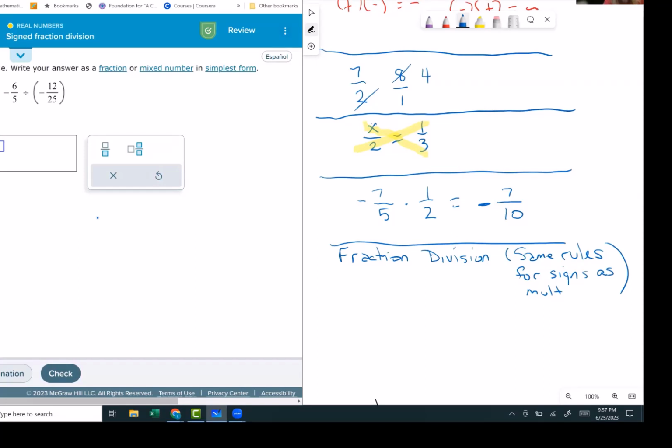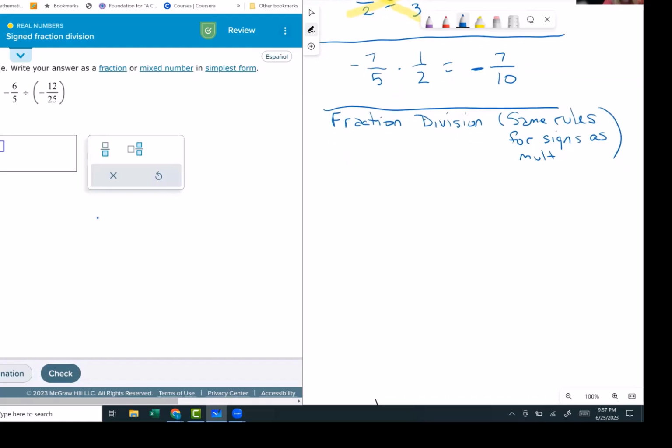The only difference is we're actually just going to change this into a multiplication problem. And many people have, I think, used this term, so I'm going to use it. Keep, change, flip. What it means is we keep the first fraction the same. We change the division to multiplication, and we flip the second fraction. That's it. Now we multiply.